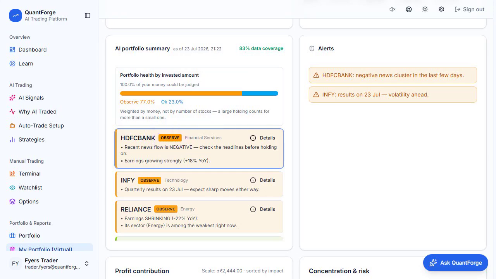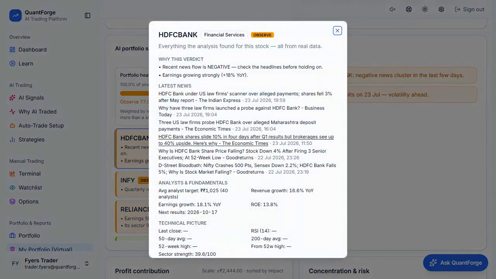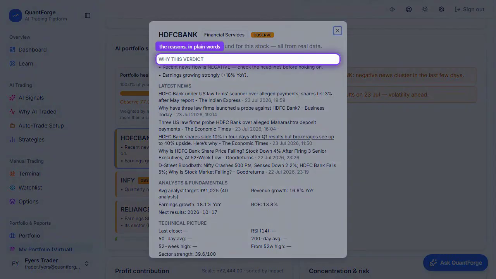I clicked details and got a whole dialog. Read the reason lines first. Each is one plain sentence about one thing we found: trading below its 200-day average, results due in 9 days, negative news cluster, and so on. They are in some order? Most important first. If you only read one line, read the top one.